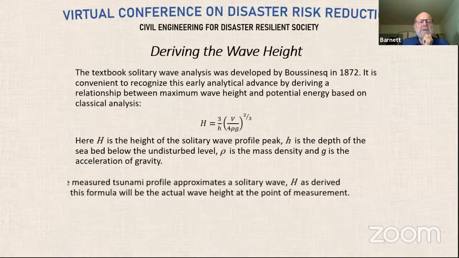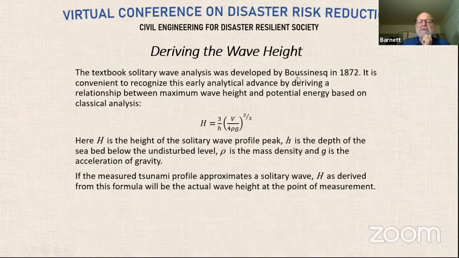So, textbook analysis developed by Boussinesq in 1872, which was a great achievement. We have the classical analysis, which shows that for a wave of that type, the capital H is 3 upon small h, and the formula is there. This is the potential energy V, which we previously derived.